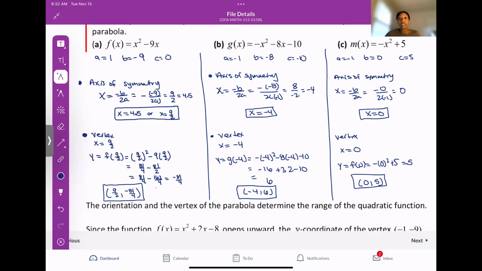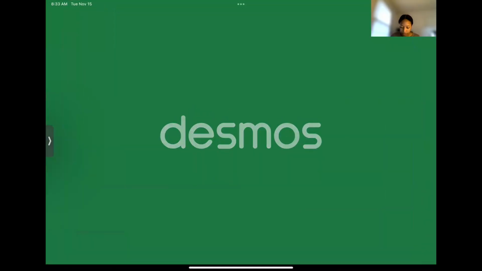All right, we're building up to being able to sketch out these entire parabolas, but I just want to show you really quickly on Desmos what this looks like, where your vertex is, what this means. So let's start with problem A. If we just look at the function x squared minus 9x, automatically we should be able to look at that and say, okay, that's an upward opening parabola. Let's just look on Desmos really quickly.